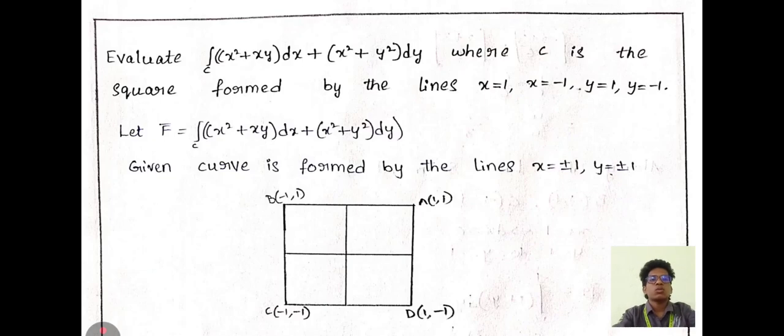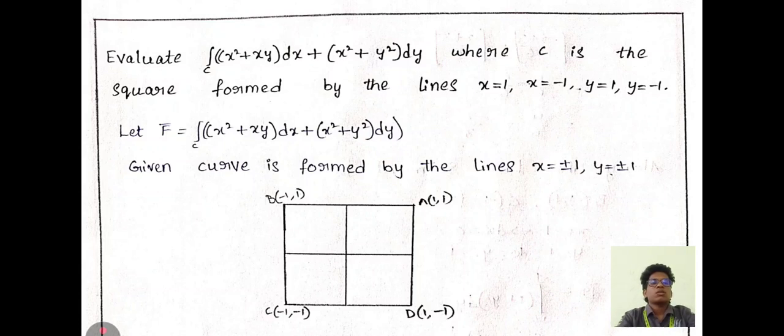The problem is to evaluate the integral over C of (x² + xy) dx + (x² + y²) dy, where C is the square formed by the lines x = ±1, y = ±1. Solution. Let F̄ = (x² + xy) dx + (x² + y²) dy. The given curve is formed by the lines x = ±1, y = ±1.